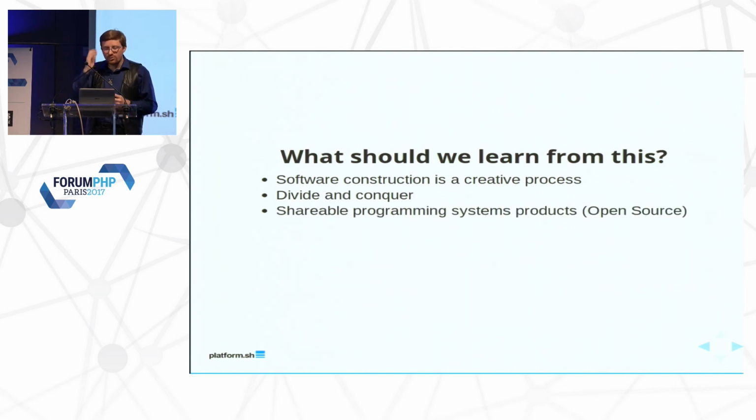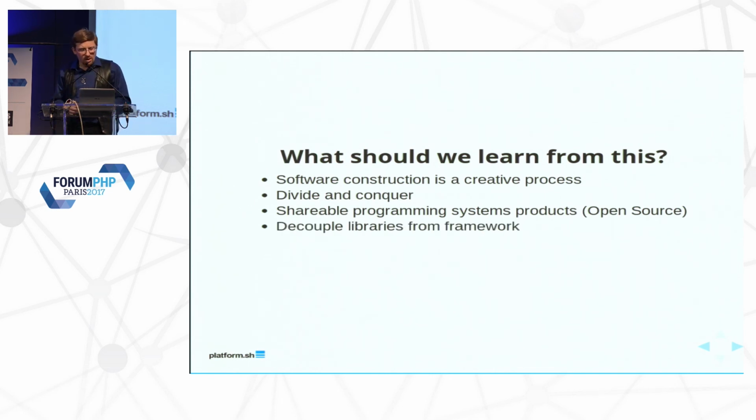Your goal should always be to try and produce shareable programming system products, which you then release as open source. Or use someone else's open source that's close enough and save yourself all of the time of producing that. You want to decouple your libraries from your framework as much as possible so that you can produce shareable programming system products, so that you can test them individually and validate them individually before reassembling everything.